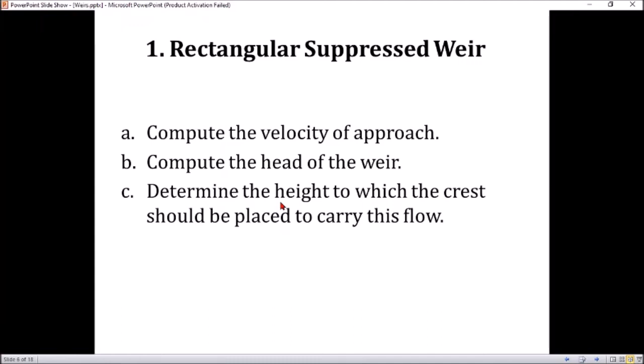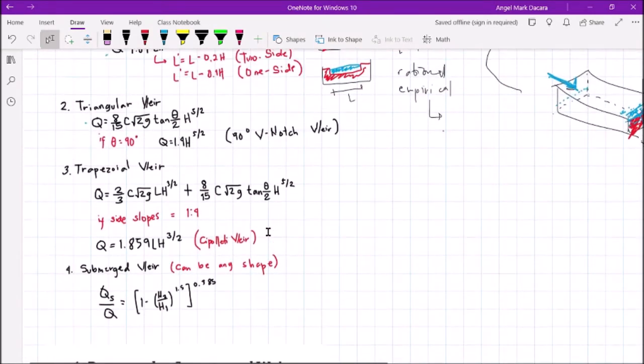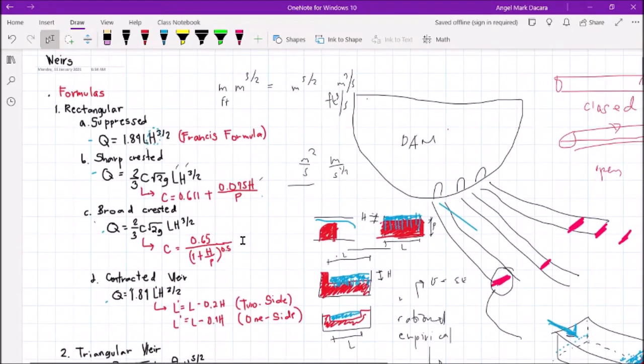Question number 1 is compute the velocity of approach o kung gaano kabilis yung tubig before it hits the weir. Okay? Then next is compute the head of the weir. Gaano kataas yung tubig over the crest, and determine the height to which the crest should be placed to carry this flow. Okay? So ito yung problem sa OneNote.